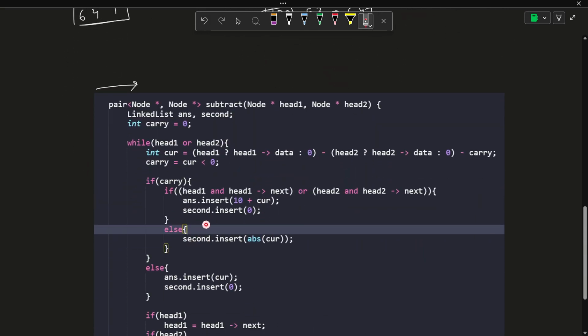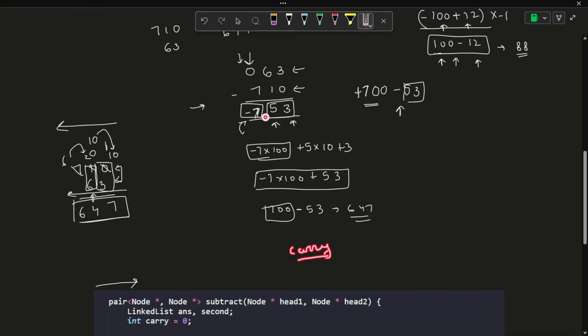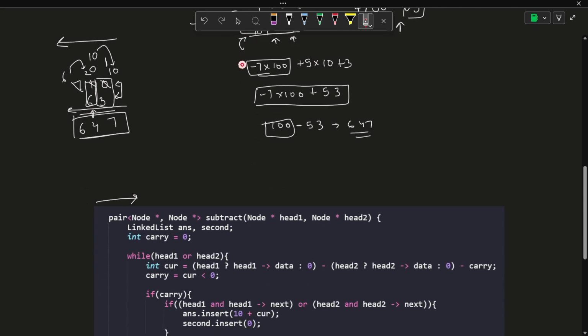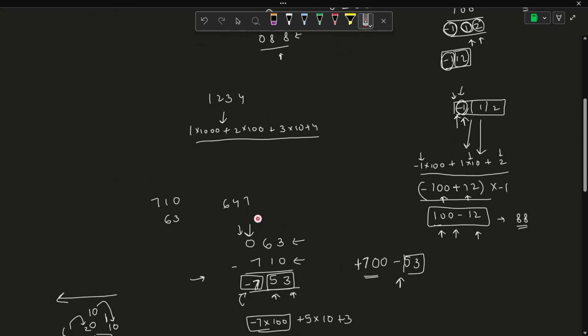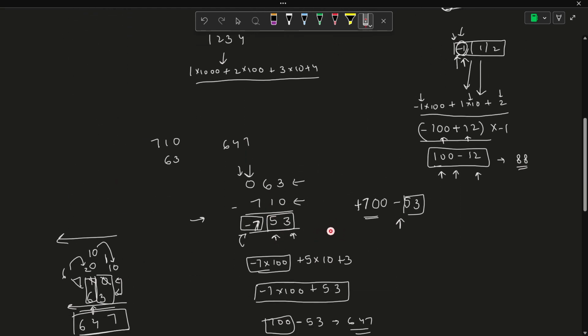Now if we need a carry and we are at the last position, for example in this particular position, there are no further nodes, so I'm going to reach this particular else part, and here I'm going to insert absolute of current in the second linked list. Why second linked list? You can clearly see my second linked list, in this particular case, it is going to be 0 0 and then I have minus 7. So I want only 7, so that is why I'm going to use 7.